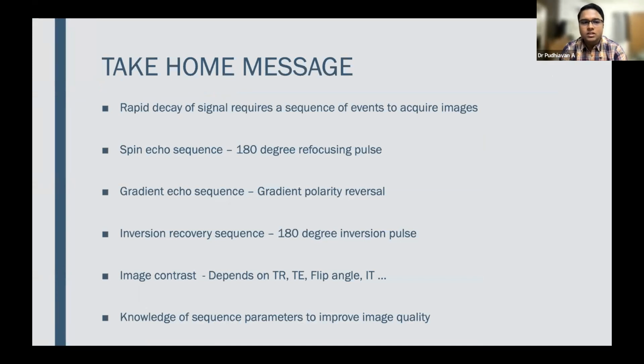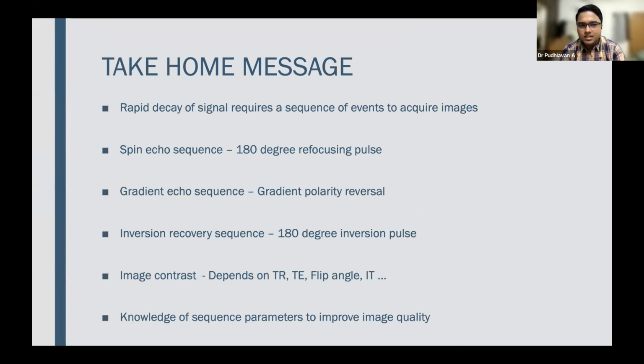To conclude, we just saw how a rapid decay of signal happens after the RF pulse is given. So this requires a sequence of events to acquire these images. We saw about spin echo sequence, which uses a 180-degree refocusing pulse, and a gradient echo sequence, which uses a gradient polarity reversal to produce the same signal.